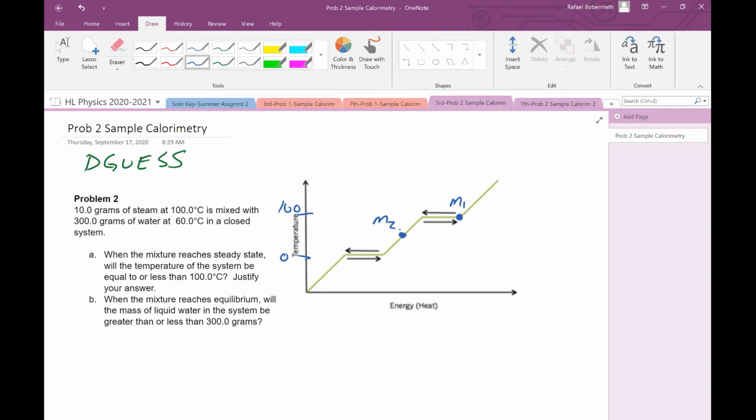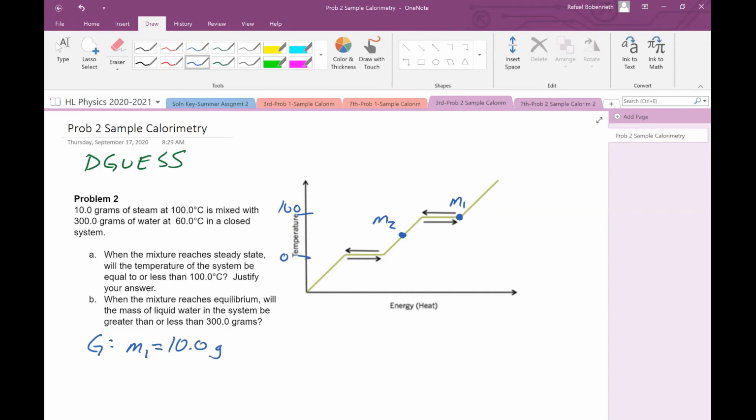This is interesting. It's a little more complicated, right? Because it looks like we're going to have to deal with a phase change. And in fact, we are. Okay. So what are our givens? What do we have? We have mass 1 is 10.0 grams.